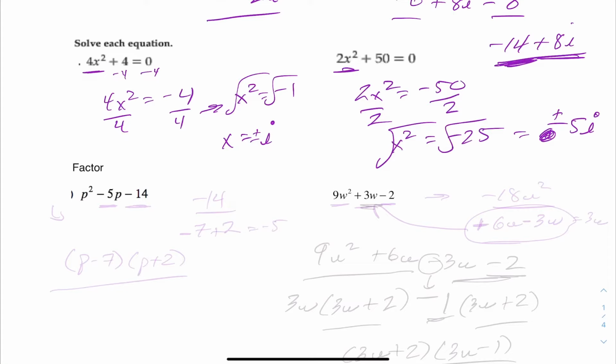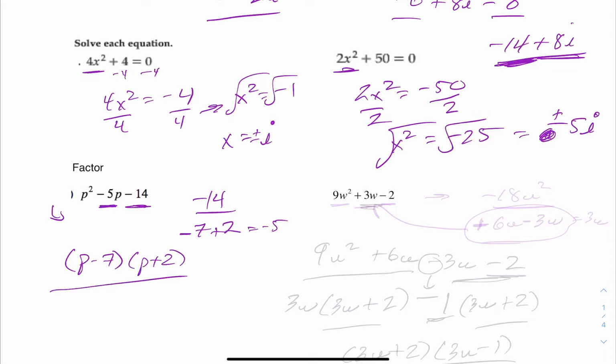Over here, now I just want to factor. That's all review. There's no number in front, so I'm just looking at negative 14. I need two things that multiply to get negative 14 but add to get negative 5. So that's 7 and 2. The middle term is negative, so the bigger number should be negative. So negative 7 and 2. I add those up, I get negative 5. So all I've got to do is this.